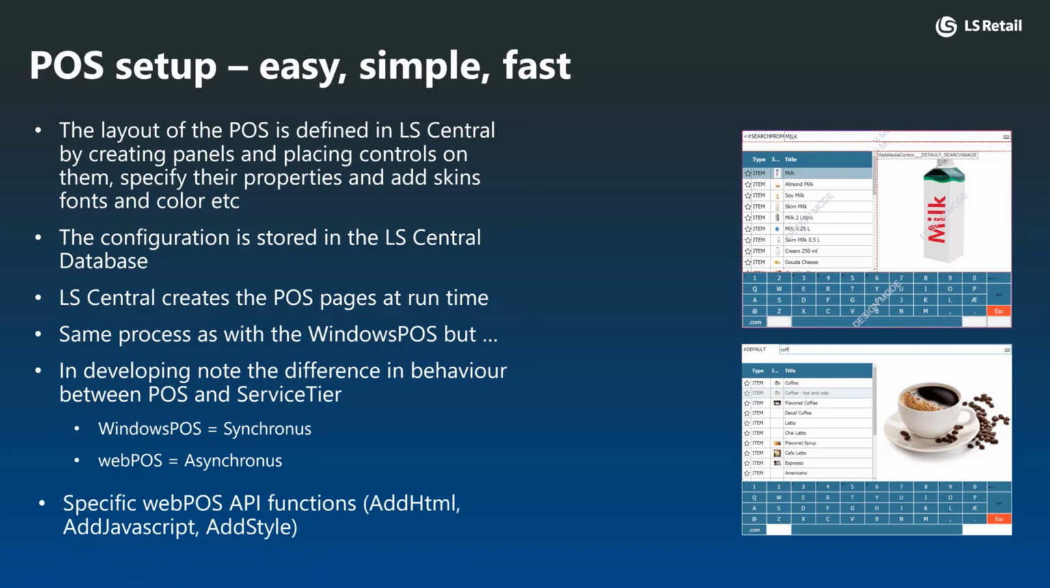Now we've also added 3 new functions in the POS API, and that is the add HTML, add JavaScript, add style. Now these are very generic functions where you can just send your own HTML or JavaScript to the web POS, and they are very powerful functions that can be used to make extensions and modify the behavior of the POS.